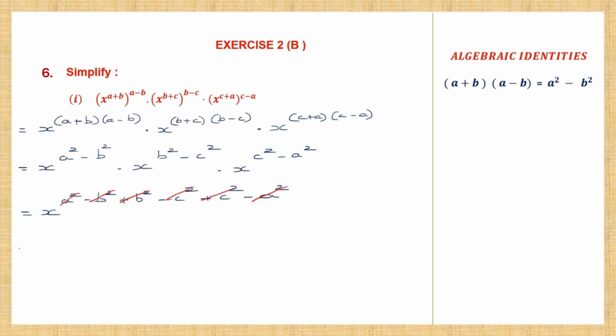It's all 0, isn't it? So x raised to the power of 0. And we have also learned anything raised to the power of 0 is equal to 1. So what is our answer here? Our answer here is 1. This is our final answer.